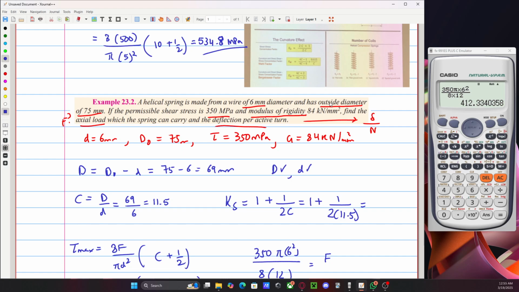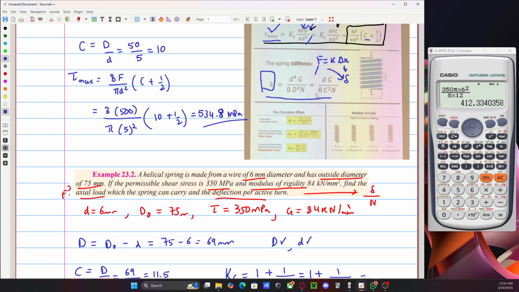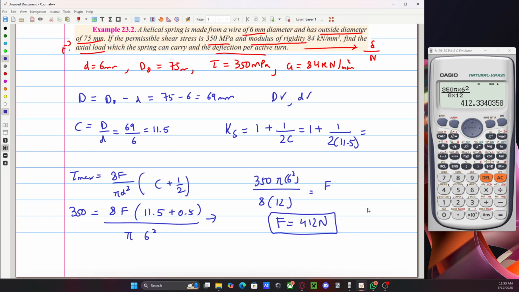Now, if you look over here, we have F equals kx. So if we were to rewrite this, right? So if I add another page, hold on.